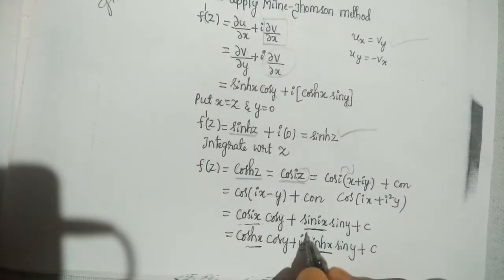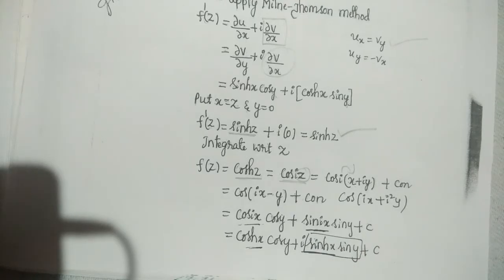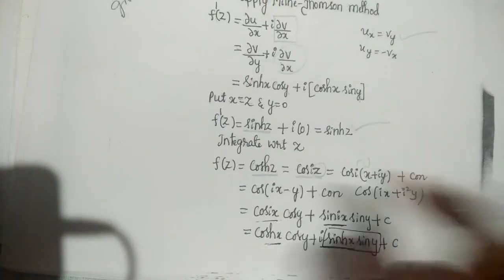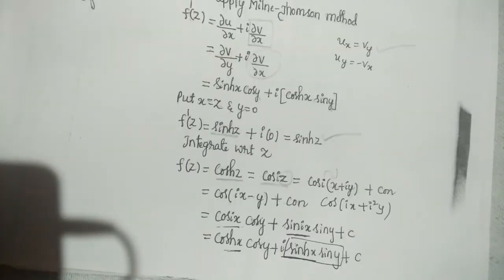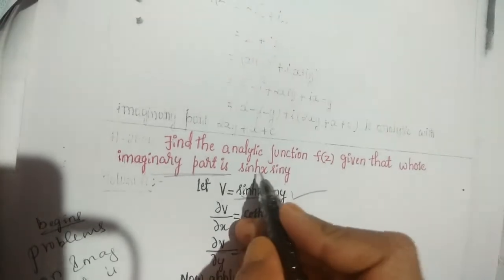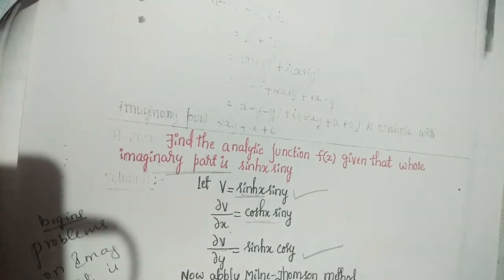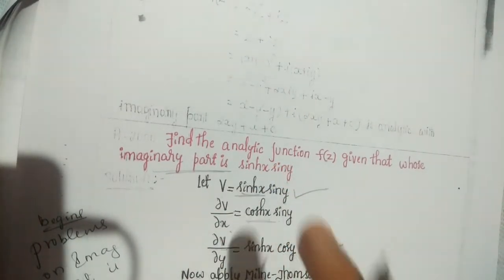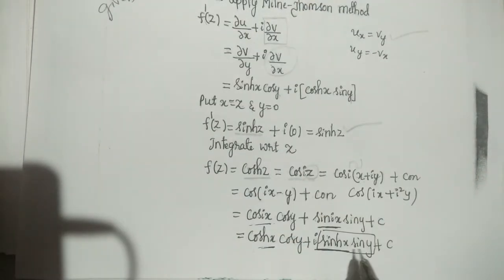Now what is the given imaginary part? Sin hyperbolic x into sin y. This is the imaginary part, the given v. So what is the real part? Cos hyperbolic x cos y. So this is the required analytic function. Is it clear? The given question has sin hyperbolic x sin y as the imaginary part, and for that the real part is cos hyperbolic x into cos y.